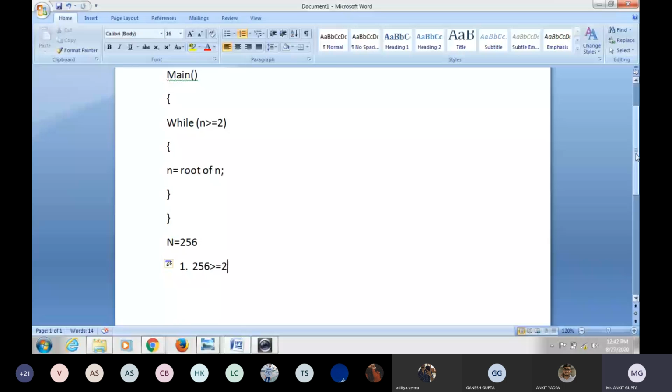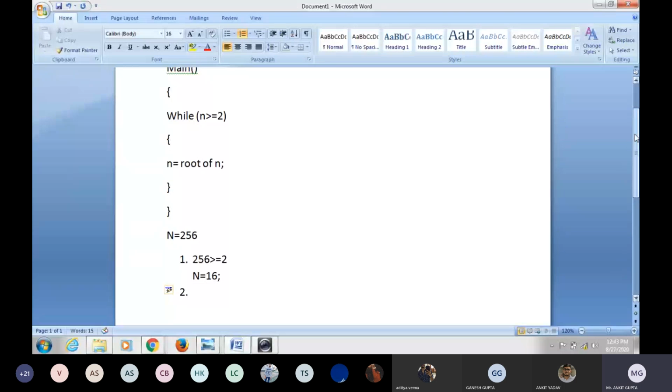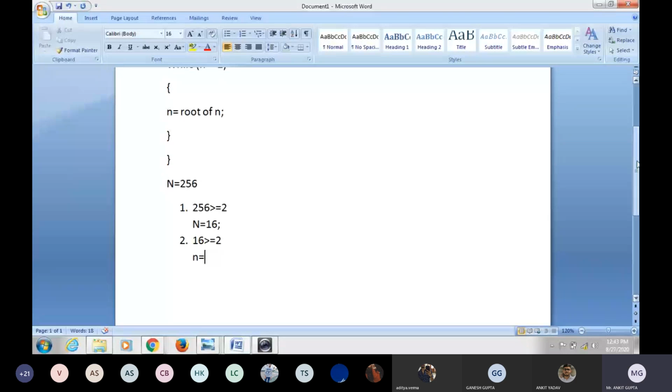So what is the value of n? Root of n, that is 16. Correct? Did you get this? Yes, sir. Second time, 16 greater than or equal to 2. What is the value of n? Tell me. Root of 16, that is 4.